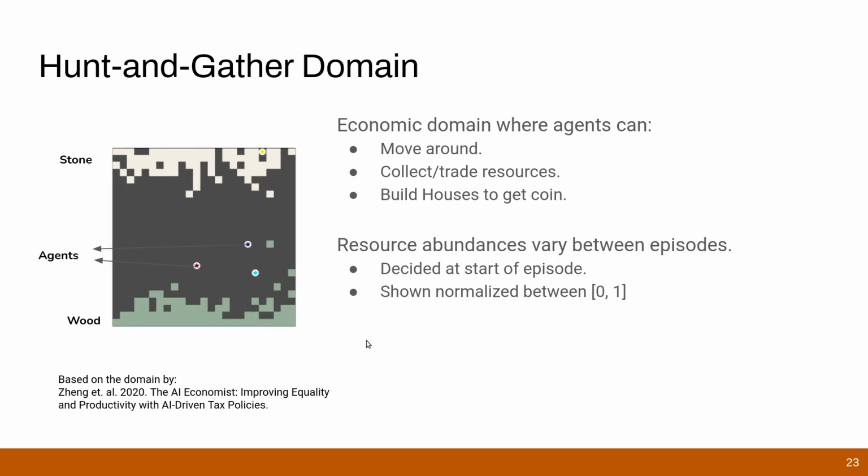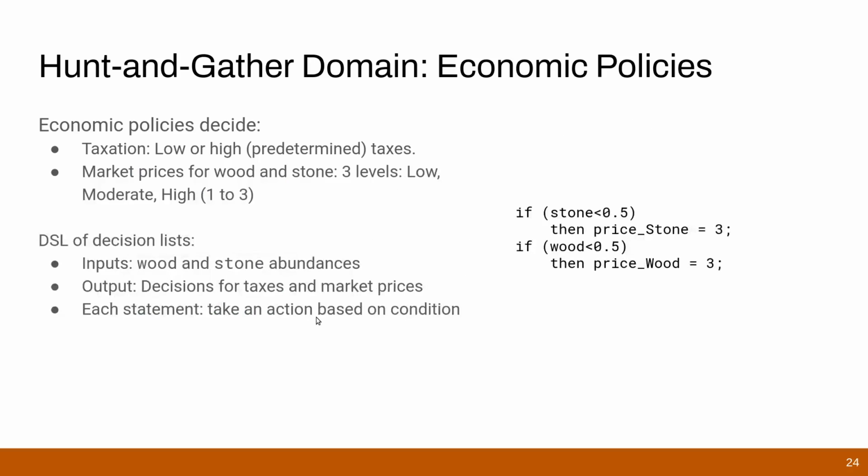And now we experiment on a more complex domain, namely the hunt and gather domain. This is an economic domain where agents can move around, collect and trade resources, and build houses to earn coin. The abundance of the two resources can vary between episodes. Sometimes a resource is scarce and at other times it is abundant. In this domain, the aim is to design economic policies that decide two things: taxes, which can be high or low with predetermined tax schedules, and market prices for wood and stone at which the agents trade, which can take 3 levels.